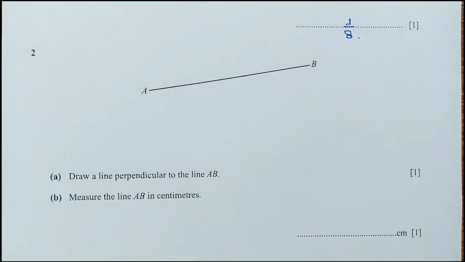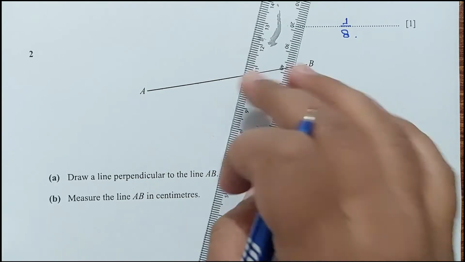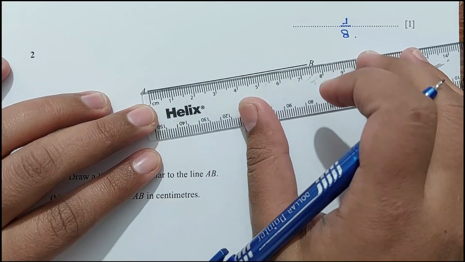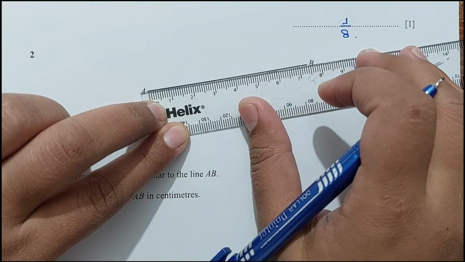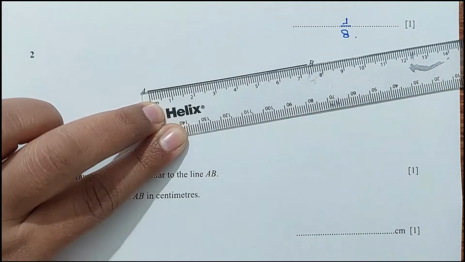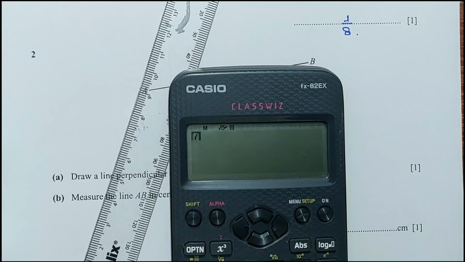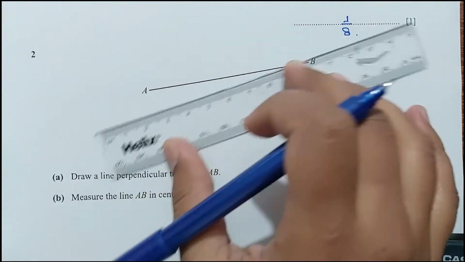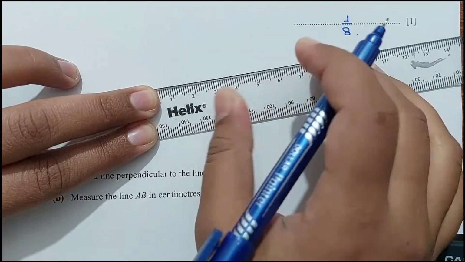Question number 2, part A, draw a perpendicular bisector to the line AB. Okay, so for a perpendicular bisector, first we have to find the midpoint of AB. So the length of AB is 7.4. Let me find the midpoint of 7.4. Half of 7.4 is 3.7, which is the midpoint.